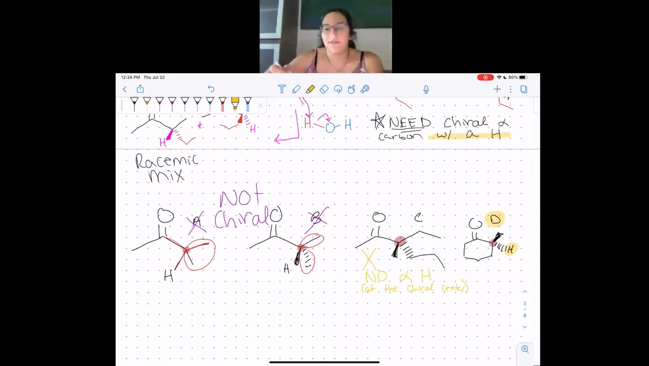And yes, I can show the different groups. So we have a methyl here. That's number 1. We have this carbonyl. That's number 2. We have this chain. That's number 3. And then we have the hydrogen. That's number 4. Okay, cool. So since we have to have a chiral alpha carbon with a hydrogen present, only D would be able to undergo racemization.